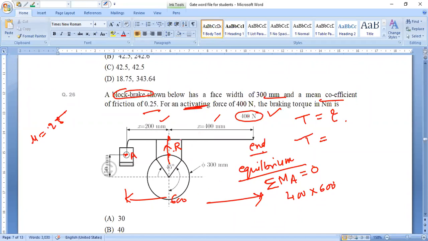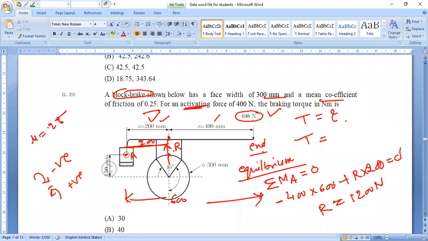It is a clockwise moment about this point A. Let clockwise be negative and anticlockwise be positive. This is my assumption, so I am taking it with a minus sign. Plus, the direction of R is upward, and the distance of R is 200 only, as given in the question, and it is an anticlockwise moment, so it is positive. So R multiplied by 200. There is no other force, only two forces are acting, so this must be 0. From this equation we can find R. Tell me, what is R? 1200, right? The unit is Newton because it is a reaction force. So R is 1200 Newton.